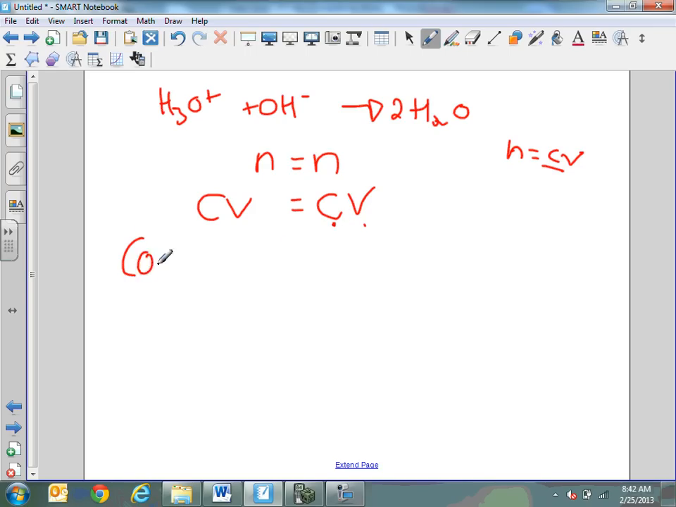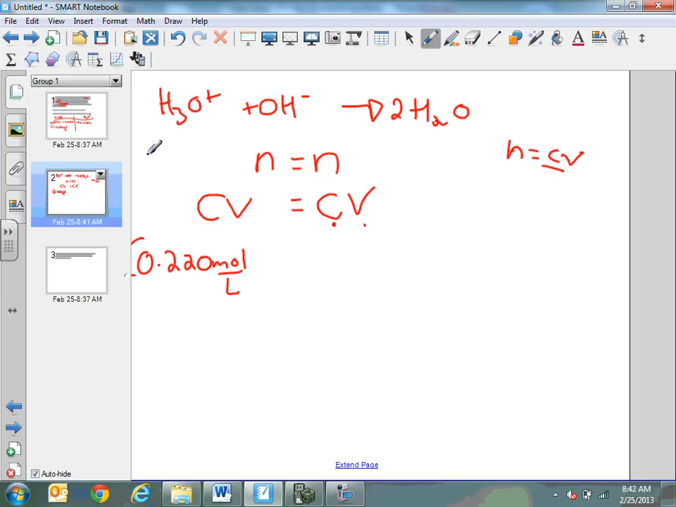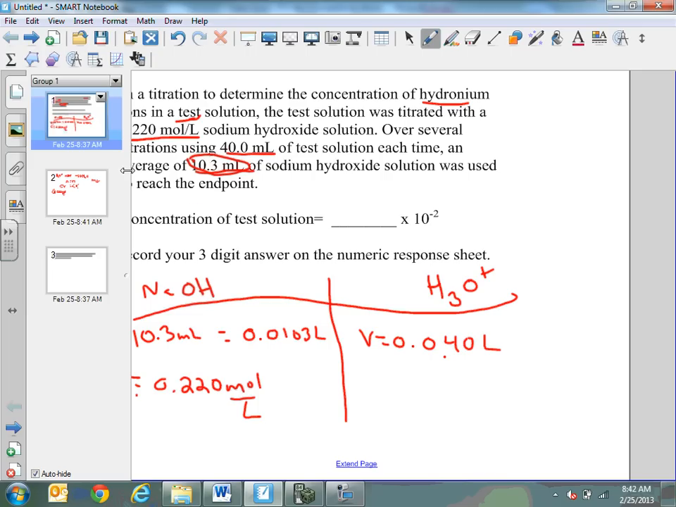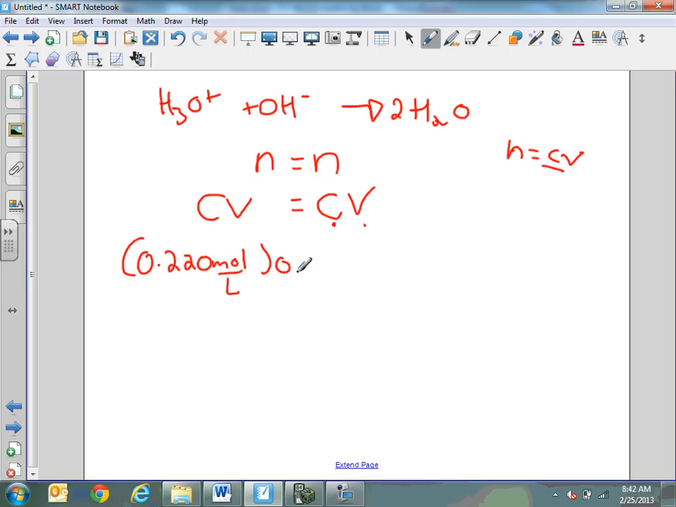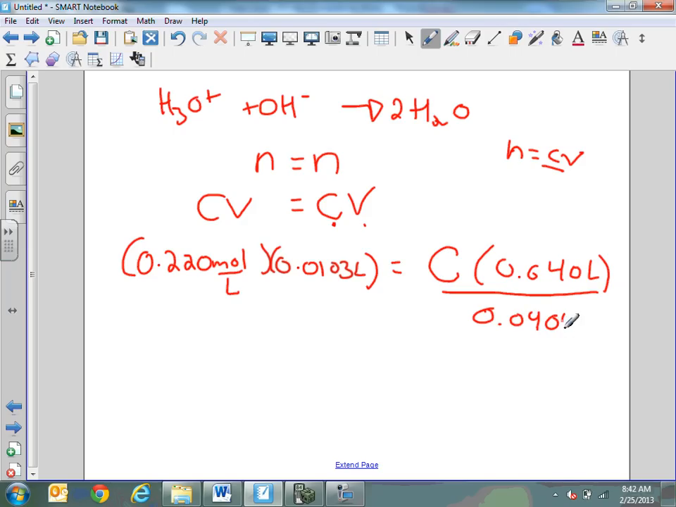So we're going to sub in 0.220 mole per liter and 0.0103 liters. The concentration of the unknown, I don't know. That's what I'm solving for. And then the volume of my known is 40 mils, or 0.04 liters. So basically, we're just dividing both sides by 0.04 liters. That'll cancel it over here, and then we divide this side by 0.040 liters.